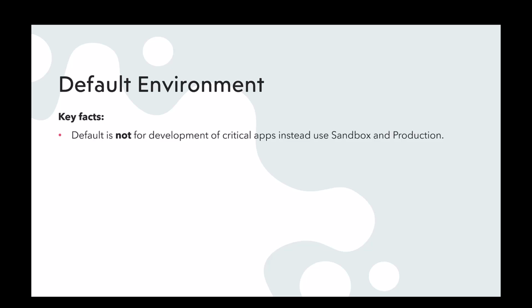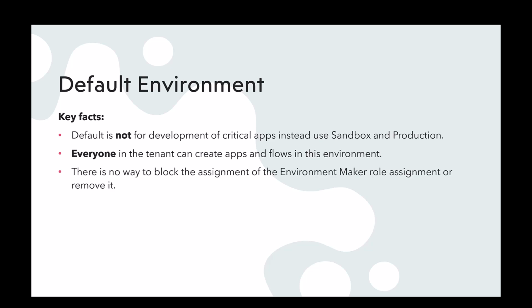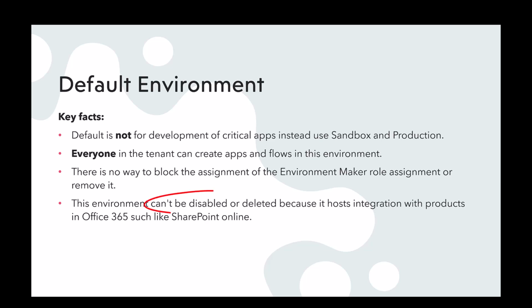As a Power Platform expert, it is important to understand that the default environment is not intended for development of critical applications. For such purposes, sandbox and production environments should be used instead. The default environment allows every user within the tenant to create apps and flows, and there is no mechanism to block or remove the assignments of the environment maker role as of now. Additionally, the default environment cannot be disabled or deleted because it supports integrations with other essential Office 365 services, making it a crucial component of the Power Platform ecosystem.